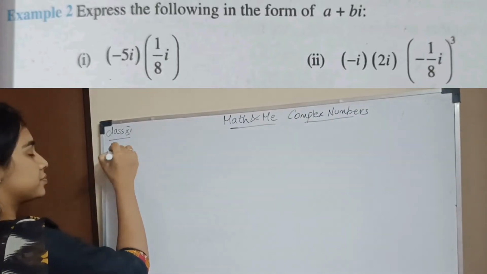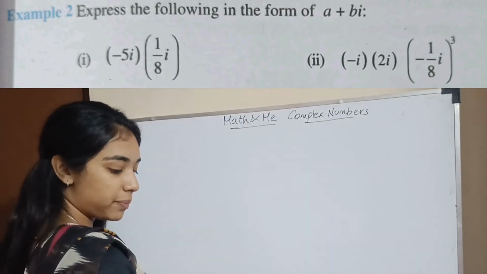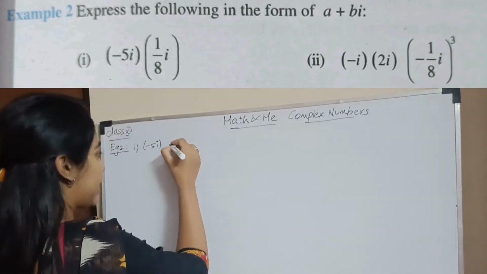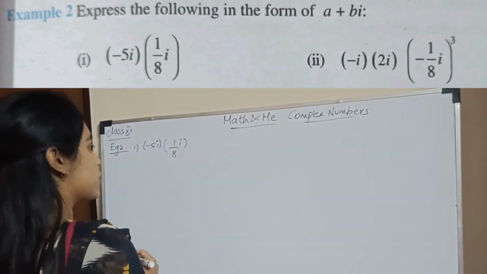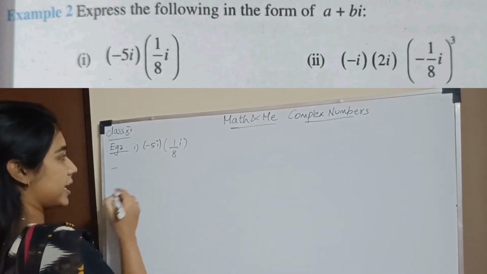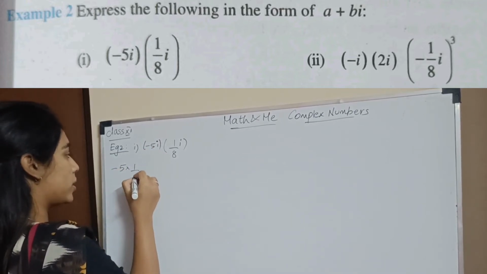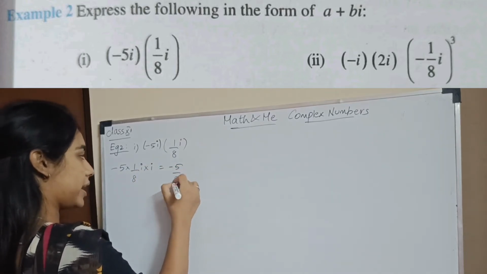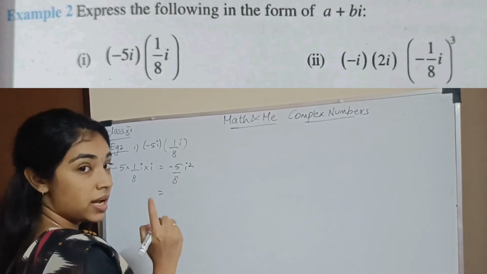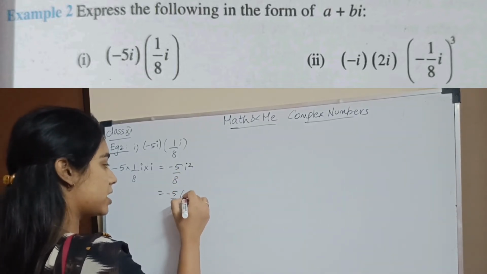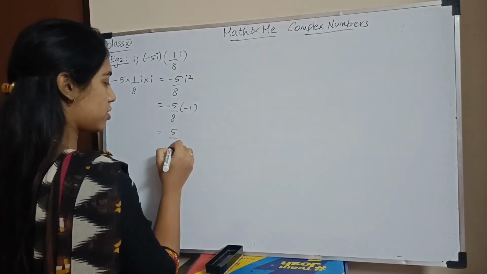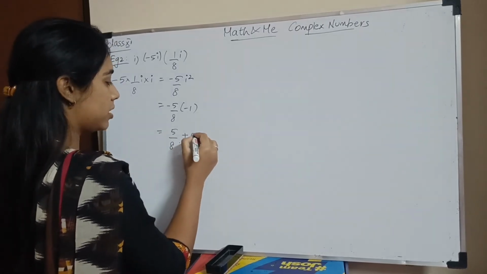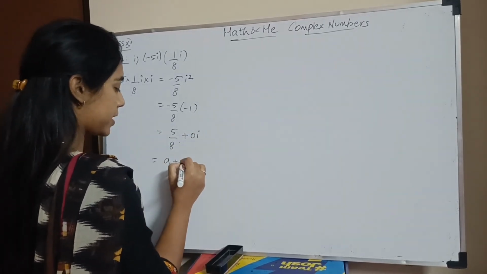Example 2: express the following in the form of a plus ib. So what is the first subsection? -5i times 1/8 into i. First, let's multiply the numbers. So I have a minus sign, then 5, into 1/8, i into i. So I have i times i, which is -5/8 times i square. i square is nothing but -1. So -5/8 times -1, minus into minus is plus. So 5/8. Now what is this? It is a whole number, but how should we write it as a complex number? You add plus 0i. So this is how the form a plus ib.